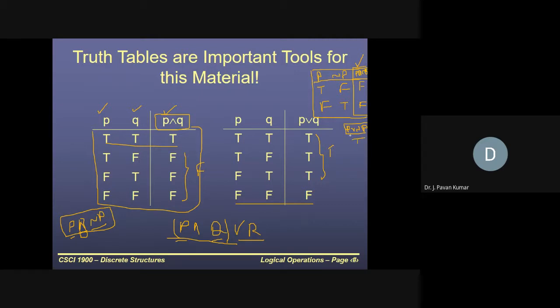So whenever we have the entire column as true in the truth table, meaning the compound statement is always true, we will consider it a tautology. Whenever a compound statement is always false, then we can consider it a contradiction. Clear? Yes. Do you have any doubts?